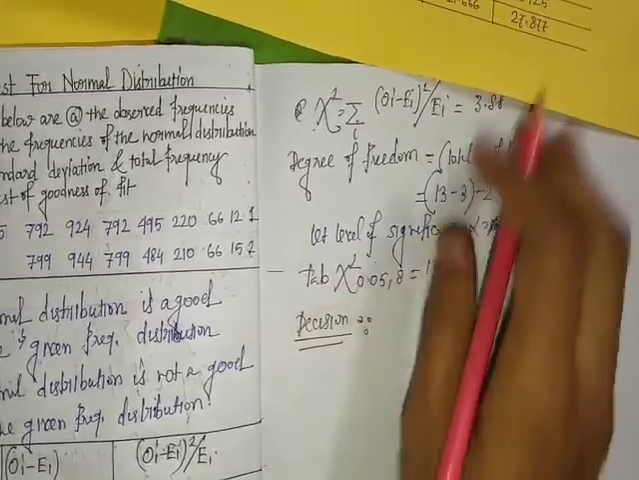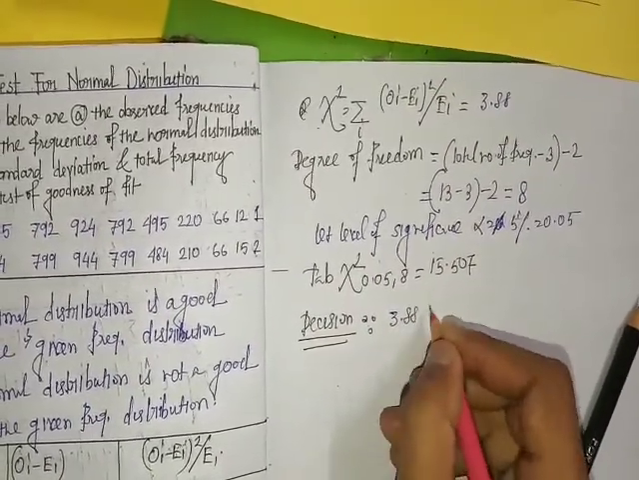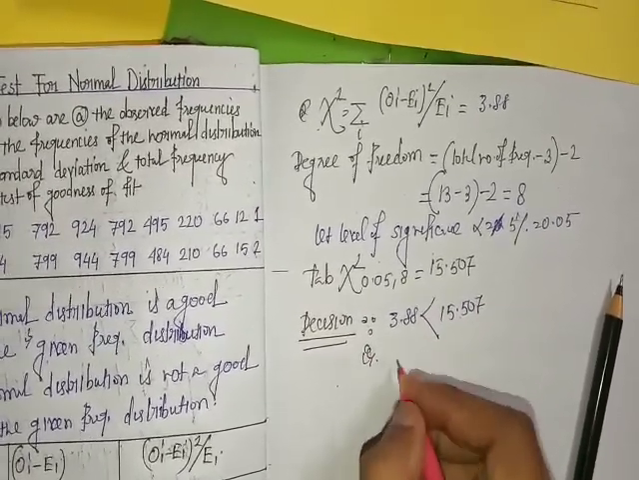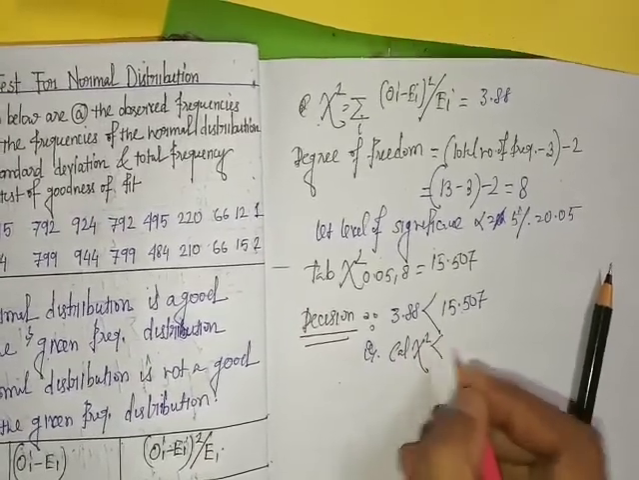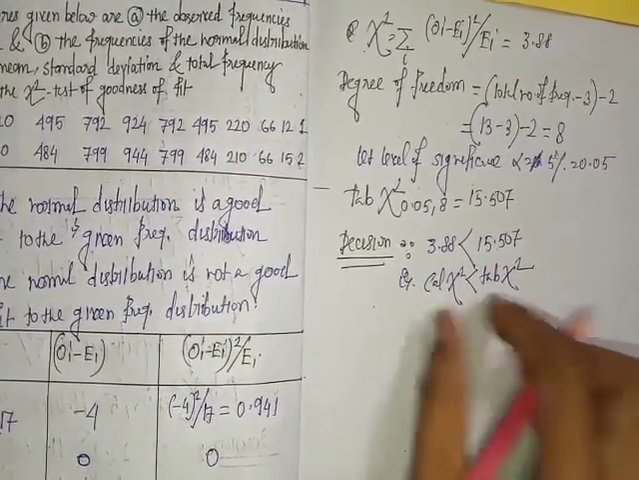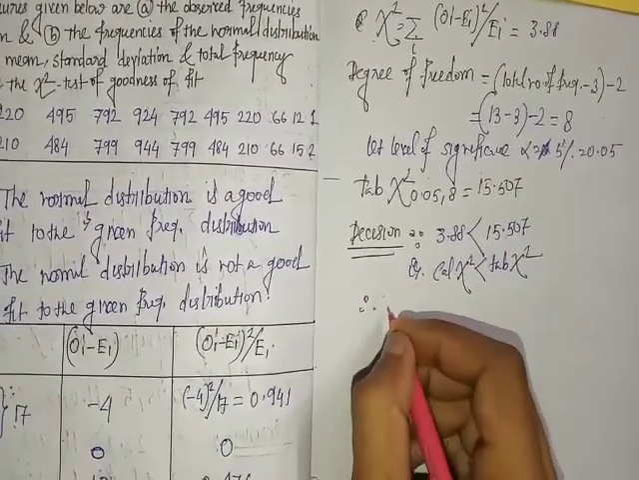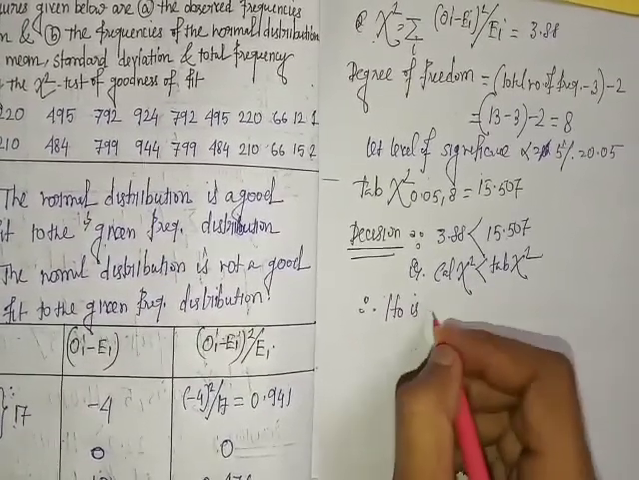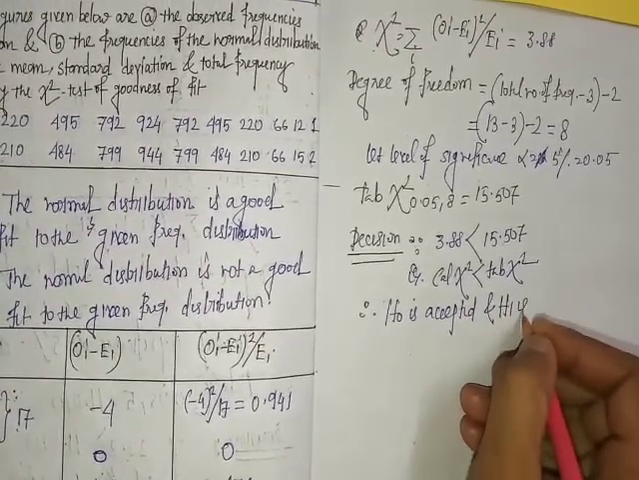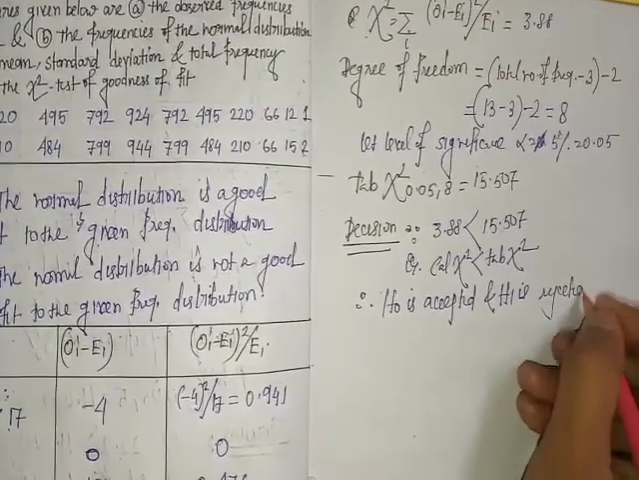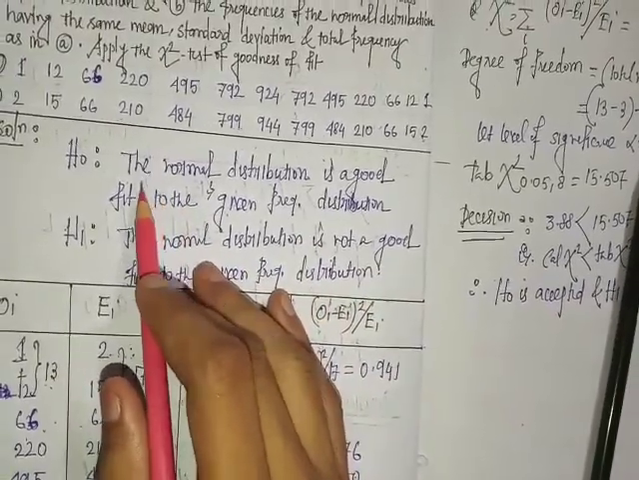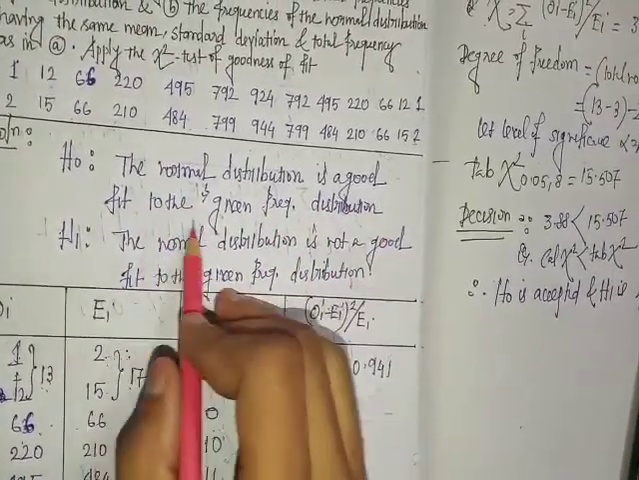Since 3.88 is less than 15.507, that is, calculated chi-square is less than tabulated chi-square, therefore the null hypothesis is accepted and the alternative hypothesis is rejected. Okay, since the null hypothesis is accepted, the normal distribution is a good fit to the given frequency distribution.